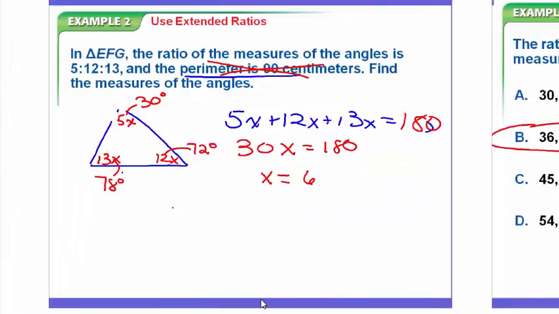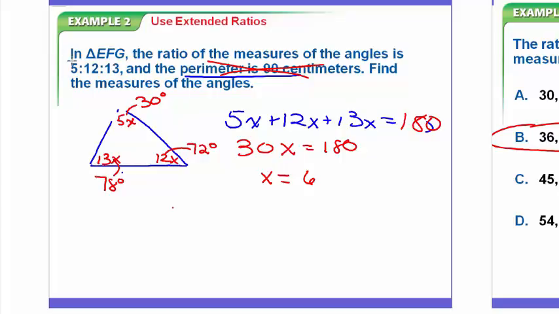Here's where we get into the extended ratio, okay? They're giving me a triangle here, and they say the angles are in a ratio of 5 to 12 to 13. What that means is the actual amount that the angles are reduced down to 5, 12, and 13, okay? Maybe if they were just twice as big, it could have been 10, 120, and 130, okay?